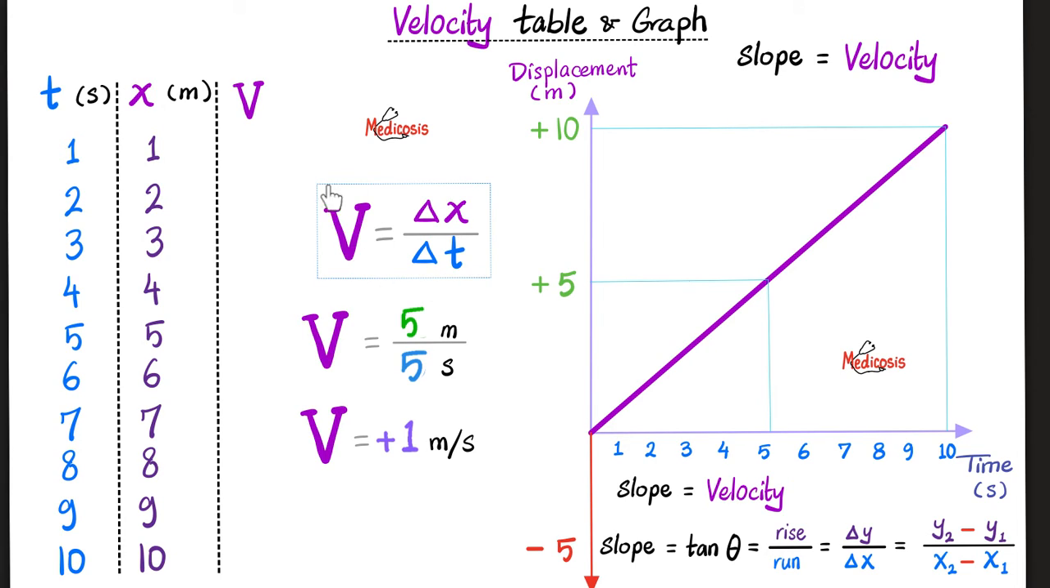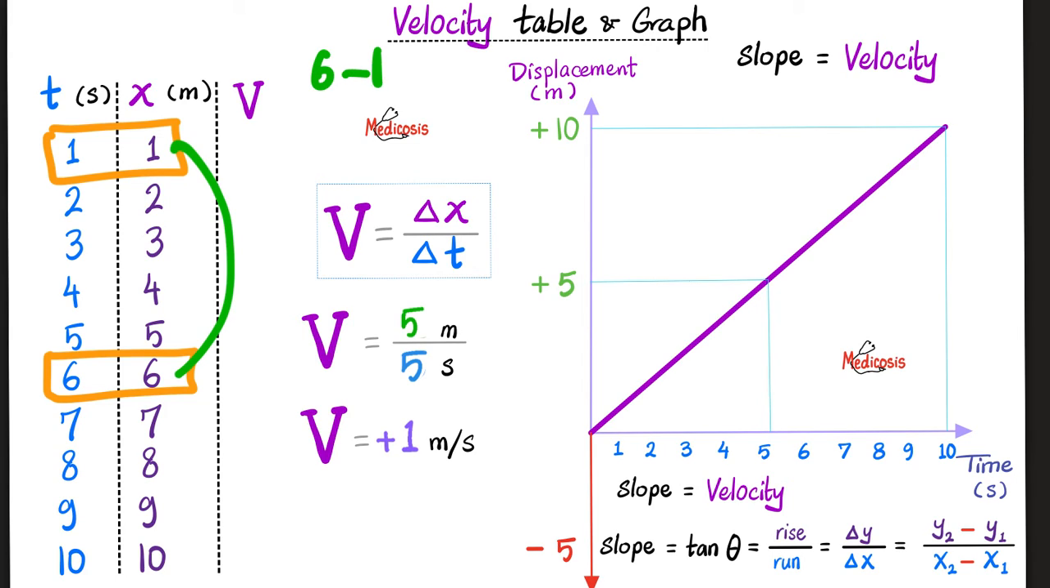So how can we calculate the velocity? All right, let's choose 2 points. Let's choose this point and this point right here. Okay, I want delta x over delta t. What is the change in the displacement, please? It is 6 minus 1. And what is the change in time? It is 6 minus 1. 6 minus 1 is 5 meters. 6 minus 1 is 5 seconds, which will give me 1 meters per second. And this is positive 1 because velocity is a vector.